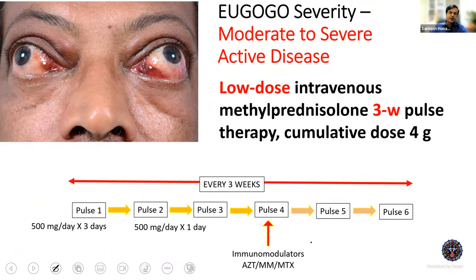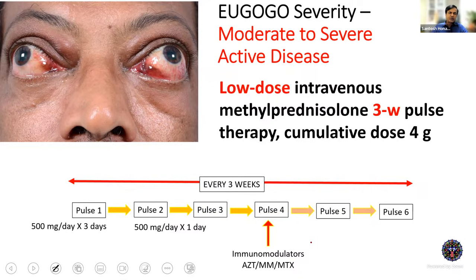Here, the initial loading is 1.5 grams, 500 milligram every day for 3 days. That's 1.5 grams, clearly. Then after that, every 3 weeks, pulse 2 to 6, 500 milligram, only a single dose. So 2.5 grams over 4.5 months plus the 1.5 gram that you have given earlier. So the total is 4 gram, which is a safe dose.